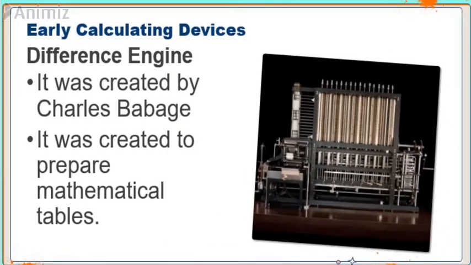The difference engine is another calculating device, verging on being the first computer. It was designed and partially built in the 1820s and 30s by Charles Babbage, an English mathematician and inventor. This machine was created to prepare mathematical tables.